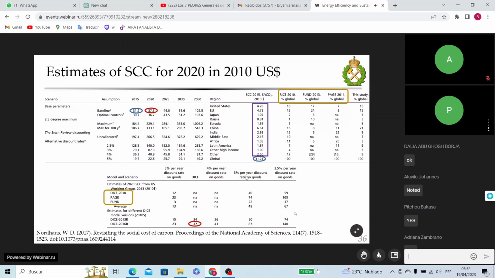What you also need to know is that there are hundreds of carbon cost estimates. They range from $17 to several $1,000 per ton of CO2 emissions. This slide shows material from another Nordhaus article, which provides some estimates for the most commonly used models. What is important here? First of all, the social cost of carbon varies for different countries, depending on a number of characteristics like total emissions. For example, you can see in the right table that China should pay the highest price due to the largest share of global emissions.